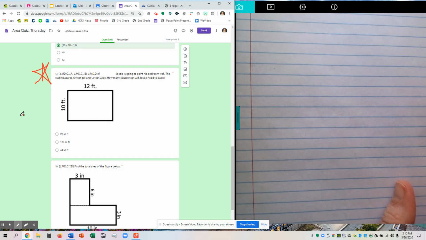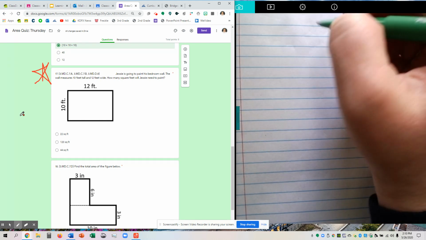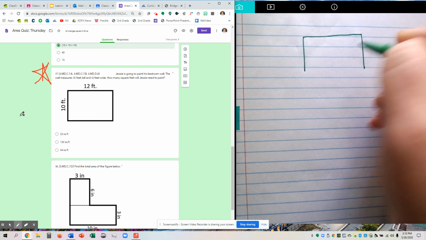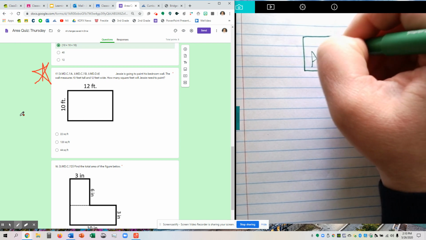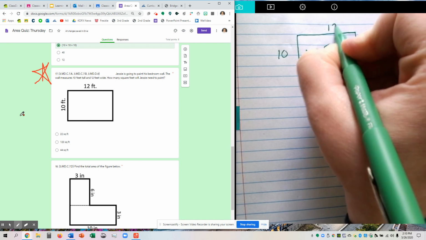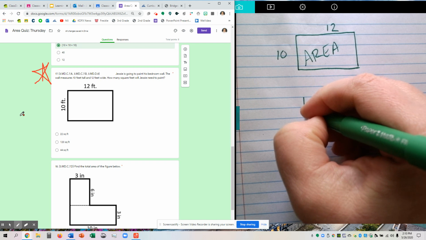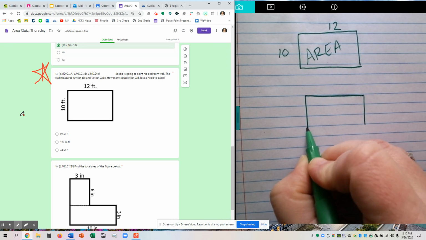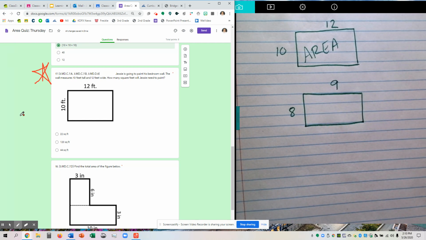How many square feet will Jesse need to paint? So the first thing we have to do is think about area, because the wall is all the space inside of here. So 10 times 12 is the problem you'll be asked to solve on the test. So we're going to change it, and we'll make it a bit harder since I'm going to help you with it. We're going to do 8 times 9.